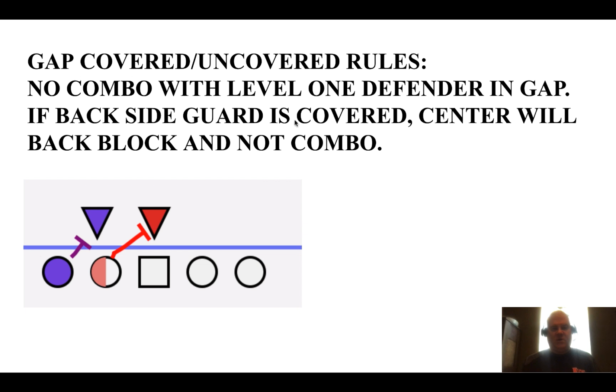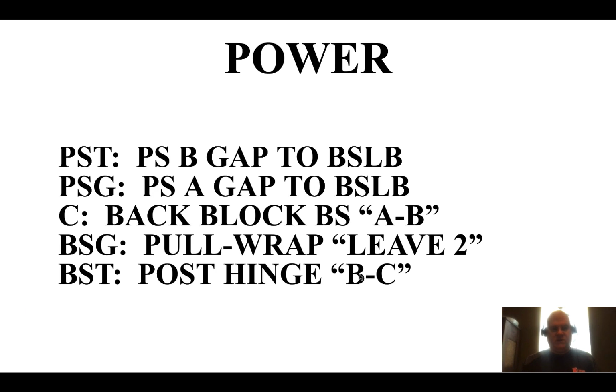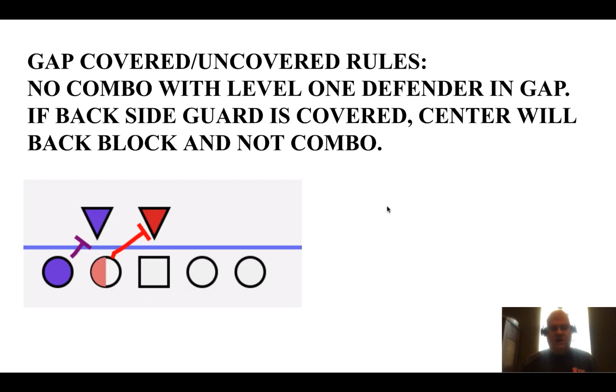Now, if backside guard is covered, center will back block and not combo. So with that, thinking about the rules, and let's see if I put it in here. I did not. I was thinking about it last night. So basically, with this backside guard, if he is covered 2I, 2, or a 3, we're back blocking automatically. If not, we can possibly combo. And again, we may adjust game plan wise depending on the ability of the 0 technique as well. But usually, and I'm fixing to go over the rules right here to explain this.